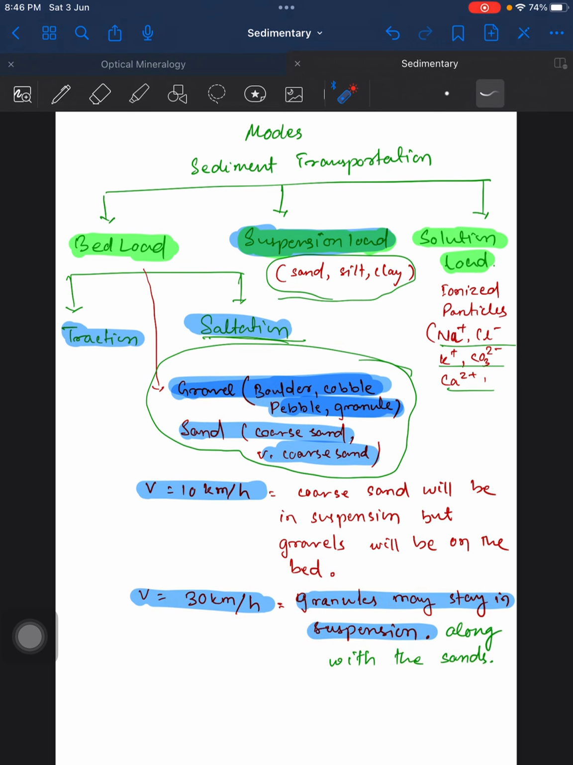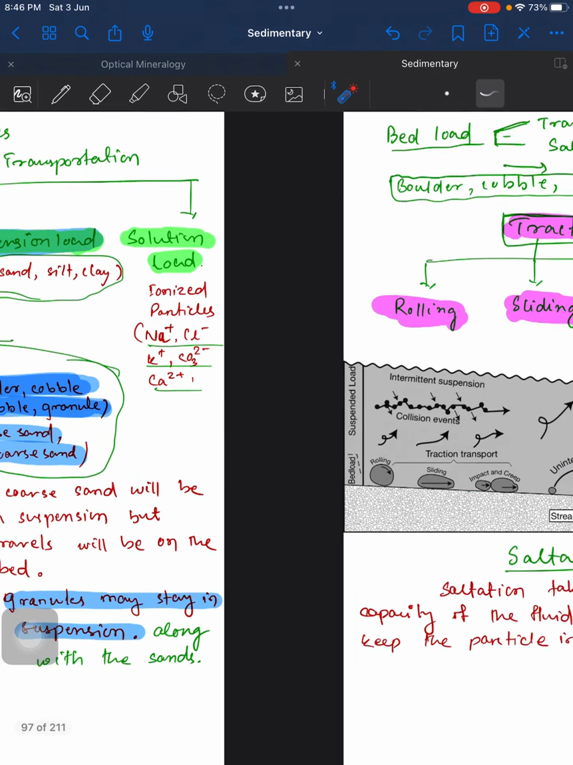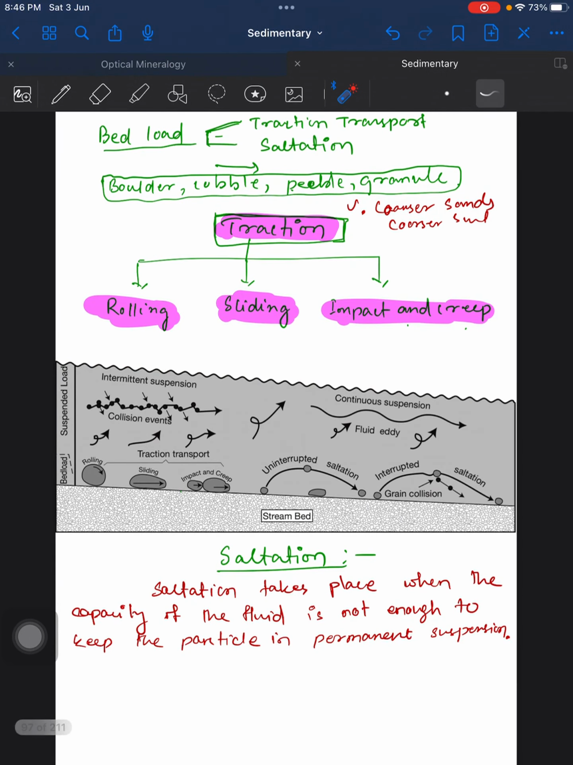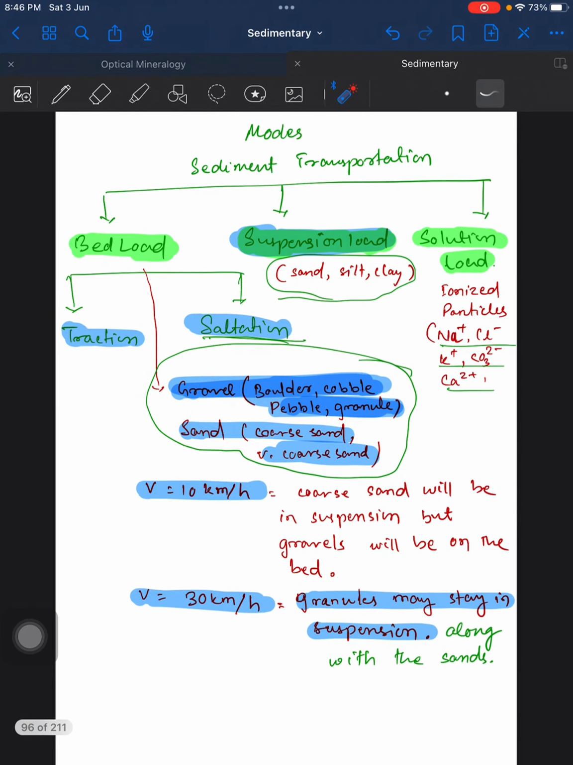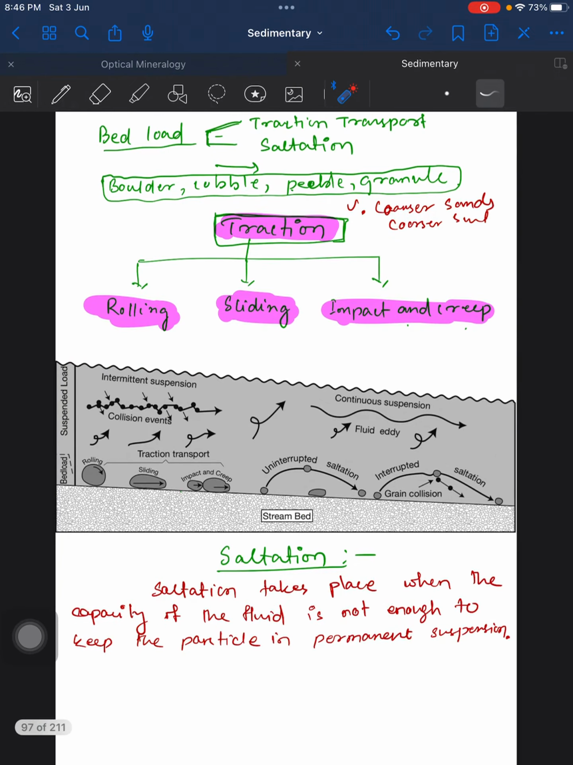So depending upon the size and the velocity, the flow decides whether it will be in bed load or traveling in a suspended mode. Okay, so now we will be discussing bed load. Bed load has traction and saltation. Traction is there and saltation is there. Here we have boulder, cobble, pebble, granule, very coarse sand and coarse sand.